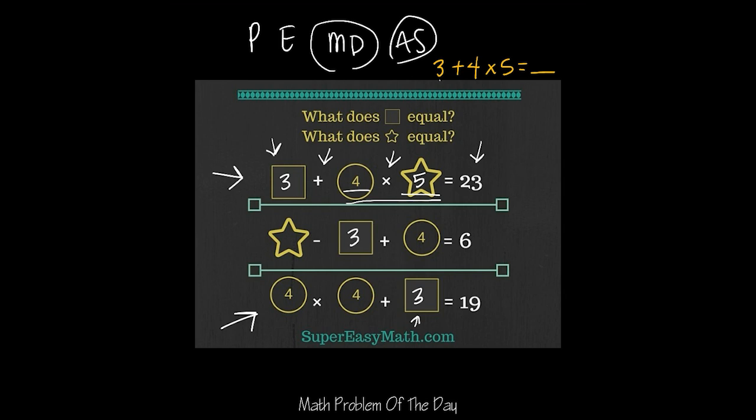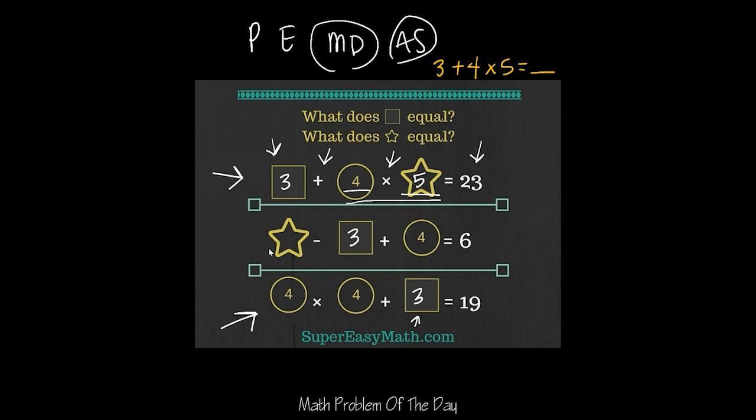If you were to go just from left to right without considering order of operations, you would get 3 plus 4 is 7, and then 7 times 5 is 35, and that's a completely different answer. So you must consider order of operations when solving a problem like this. You have to consider that the multiplication comes first before the addition.